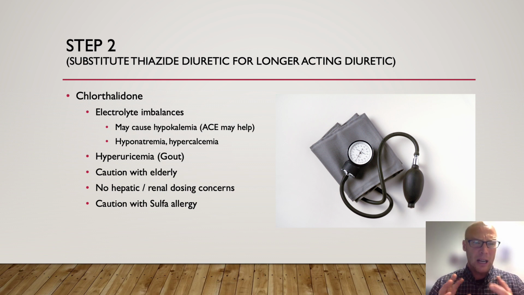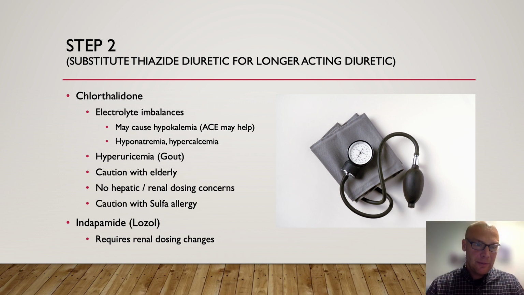Patients with gout, you have to really be cautious with it, especially with elderly patients, not so much for the gout, but just having that loss of any kind of electrolytes in an elderly patient can cause arrhythmias. It's a good medication, doesn't really have any hepatic concerns, but you may have to change some renal dosing if they have renal issues, and caution with sulfa allergy because it can flare with that.